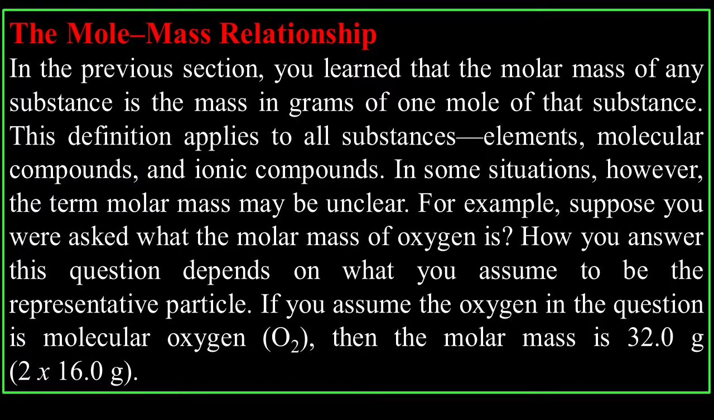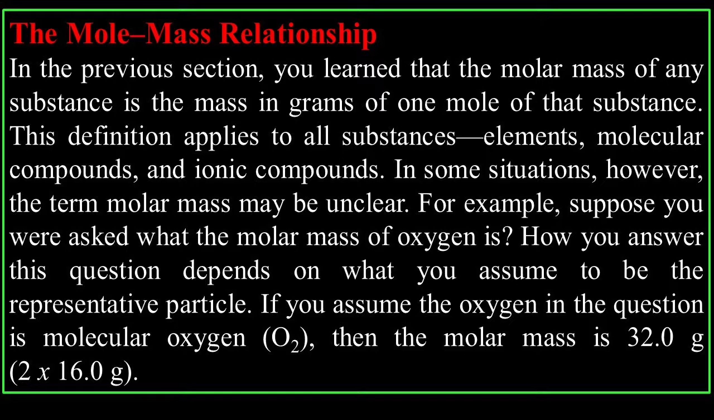In the previous section, you learned that the molar mass of any substance is the mass in grams of 1 mole of that substance, or the mass in grams of 1 mole of any particle is equivalent to the mass of 1 particle in atomic mass units. This definition applies to all substances: elements, molecular compounds, and ionic compounds. In some situations, however, the term molar mass may be unclear. For example, suppose you were asked what the molar mass of oxygen is. How you answer this question depends on what you assume to be the representative particle.